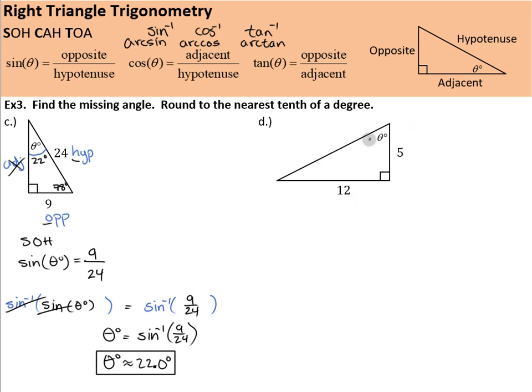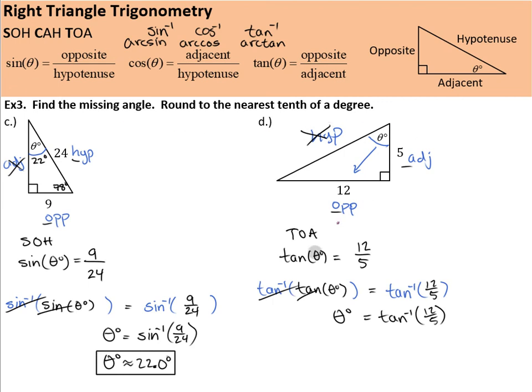Our last one here, we've got a reference angle. We're labeling our sides. We got the opposite, we got the adjacent, and we got this hypotenuse, which does not seem very helpful. So see you later, hypotenuse. Opposite and adjacent means tangent again. Man, sorry, cosine. All right, so TOA, the tangent of our angle in degrees equals the opposite over the adjacent, 12 over 5. Just like before, we would do the inverse tangent of both sides. Okay, so we get theta is equal to the inverse tangent of 12/5.